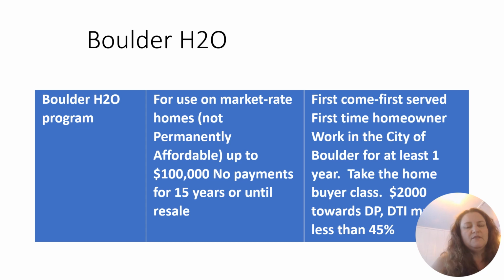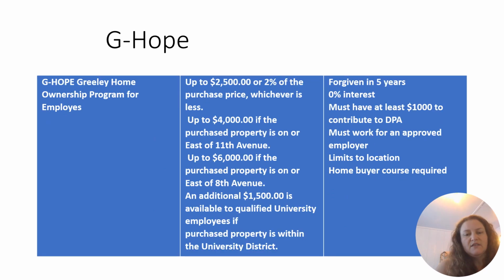Boulder H2O, this is for market rate homes, not the permanently affordable homes. There's no payments for 15 years. It's up to $100,000, first come, first served. You have to work in the city of Boulder for at least 1 year, take the home buyer class, and you have to still contribute $2,000 towards it.